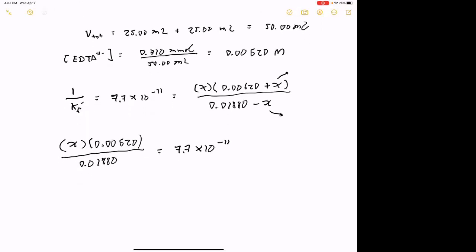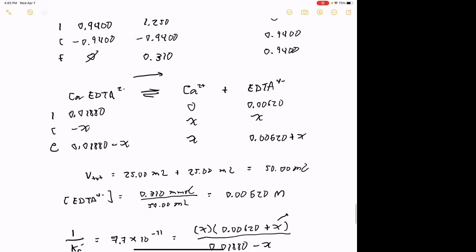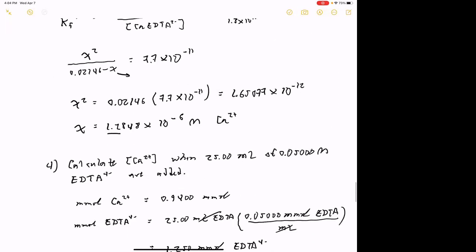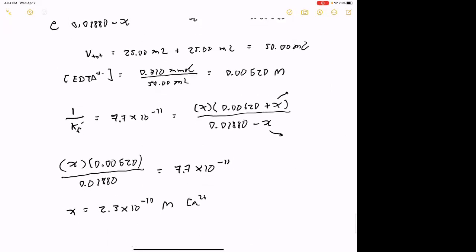So that's easy to solve now. Everybody can solve that for X. And when you do that, we end up getting 2.3 times 10 to the minus 10th. And that's molar calcium. Now it's interesting to note that that should be a lower concentration of calcium ion than what I had in step 3. So what did we have up in step 3? We had about 1.3 times 10 to the minus 6. Now we're down at 2.3 times 10 to the minus 10th.